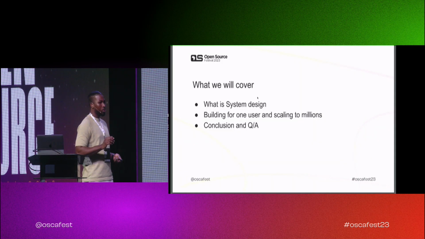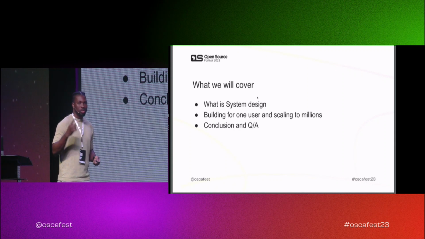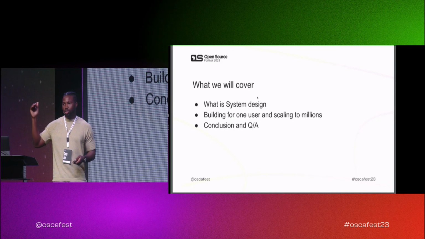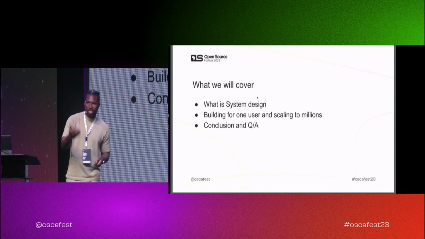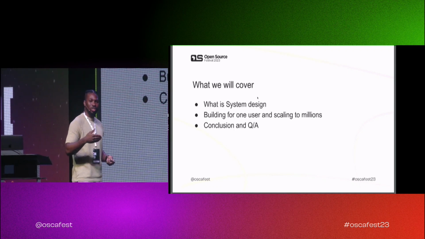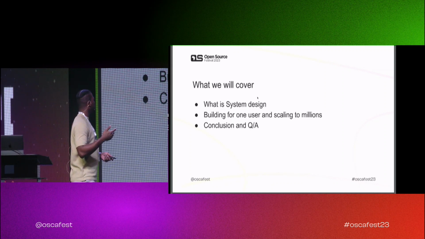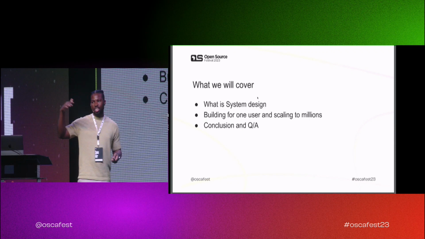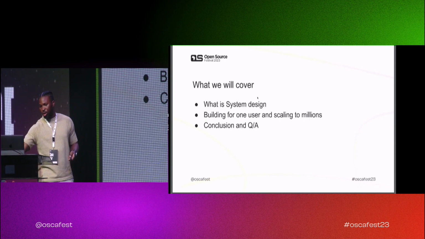Okay, so what are we covering? We're going to cover what system design is. We're also going to talk about building for one user and then scaling to millions of users. Because when people build their product, most of the time, they start with a single user. They start with 10 users, 100 users. And then with time, you start thinking about millions of users. So we're going to talk about how you can build for one user and then scale to millions of users. And then some time for conclusion and Q&A.